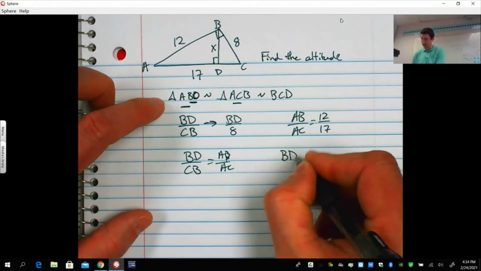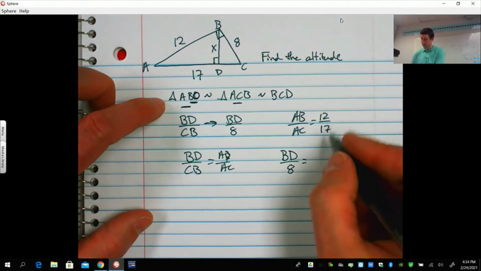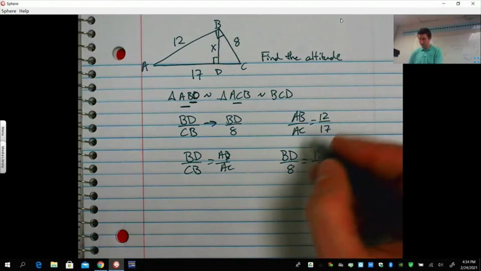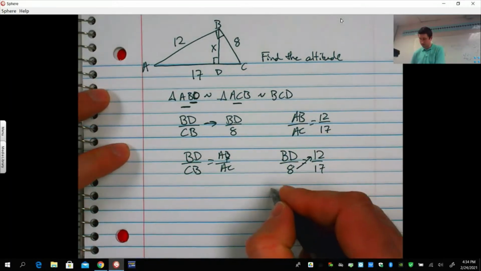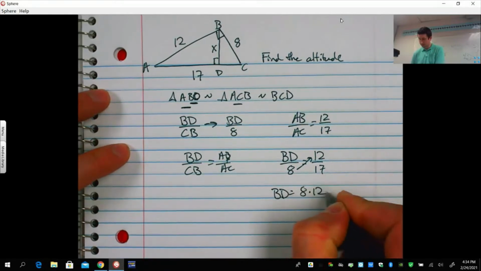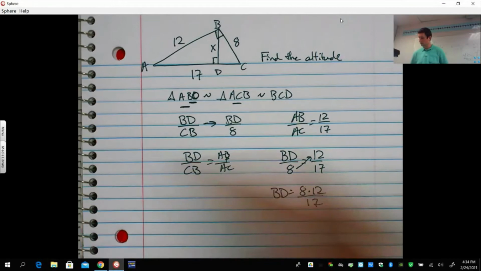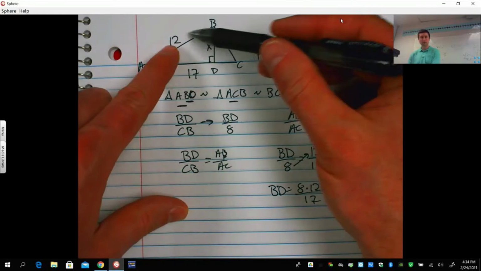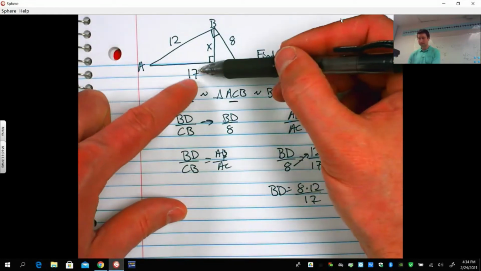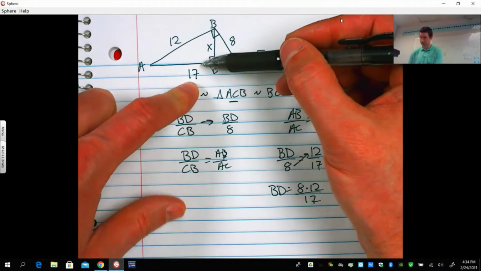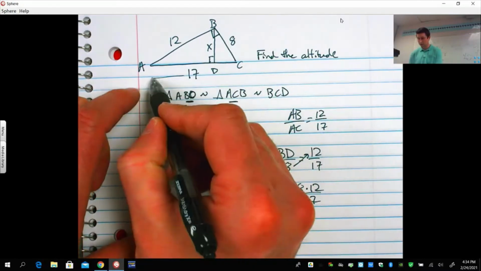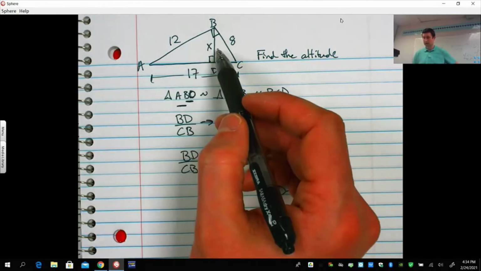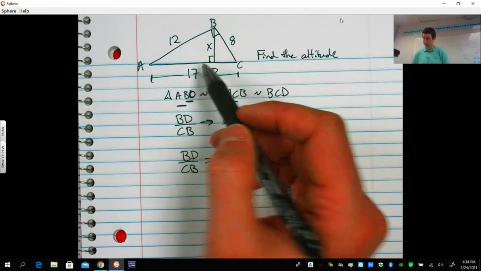So I get BD, the height, divided by 8 equals 12, this side over here, divided by 17. So when I multiply that 8 up there, or do the Z method, BD equals 8 times 12 divided by 17. Let's look at where these numbers come from. 8 times 12 divided by 17 is the bottom side. That's going to be the formula you want to use for this. When you're looking for the height, and you know this total length, you're going to have problems where you don't know that total length. You're looking for the height, and you're looking for the total length. It's leg times leg divided by hypotenuse.